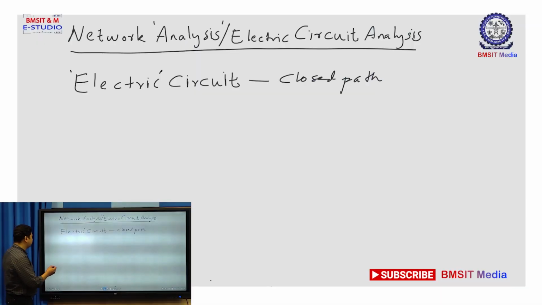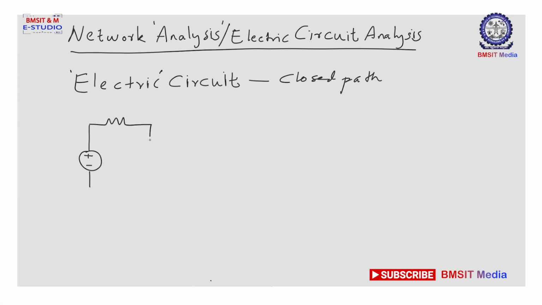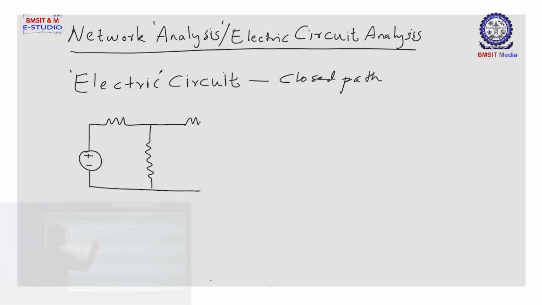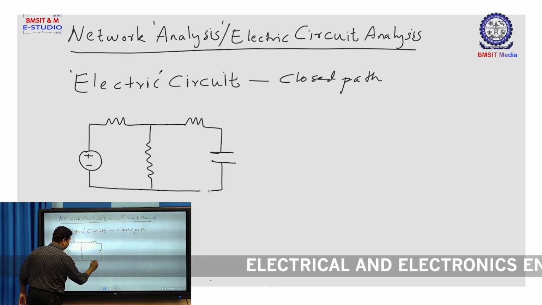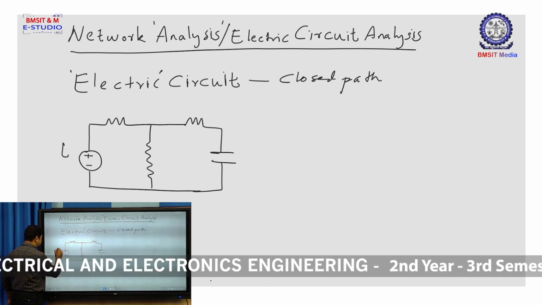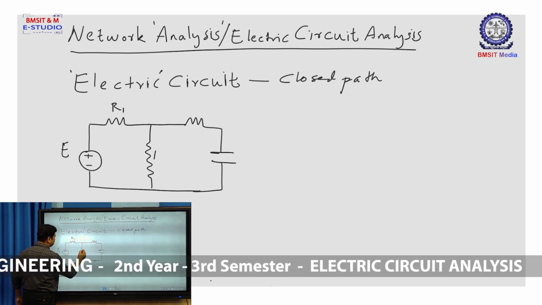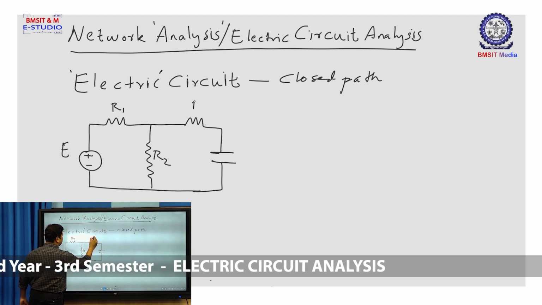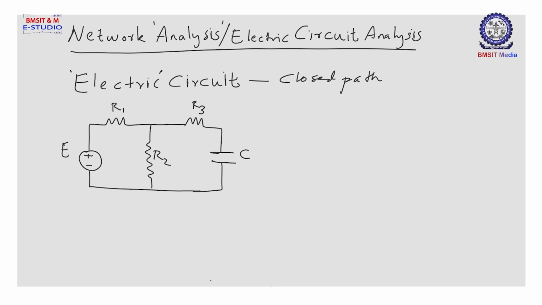Now, I can draw a simple circuit consisting of various elements. Let us consider a circuit. Let me call this a voltage source of E volts. Let this be a resistance of R1 ohms, a resistance of R2 ohms, a resistance of R3 ohms, and some capacitance C. Now, this is a very simple electric circuit.